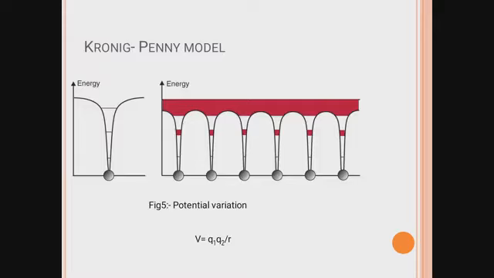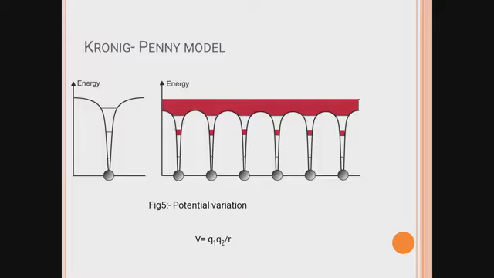So V, the potential function or the potential variation, is inversely proportional to the distance R. If R is equal to 0, in that case V will be infinite. That means infinite potential variations. This is the series of atoms which are connected over here, and this is the periodic arrangement, and simply this is called the periodic potential energy variation.